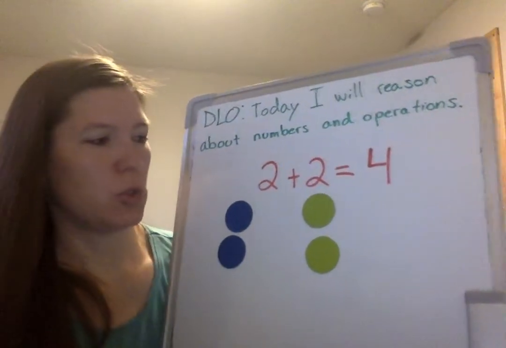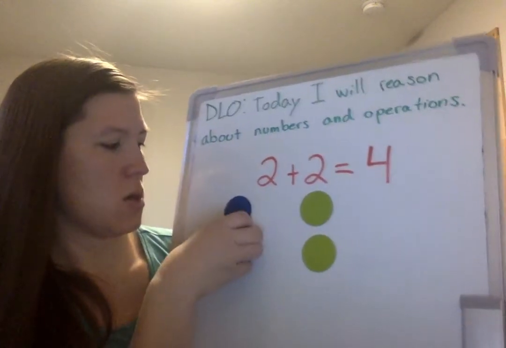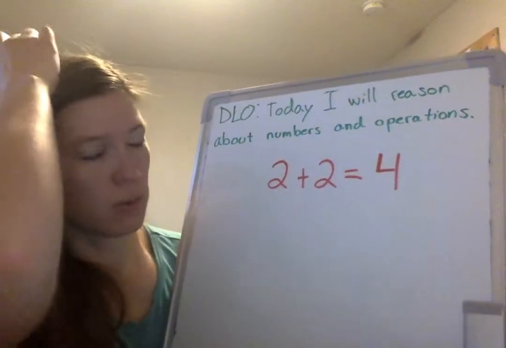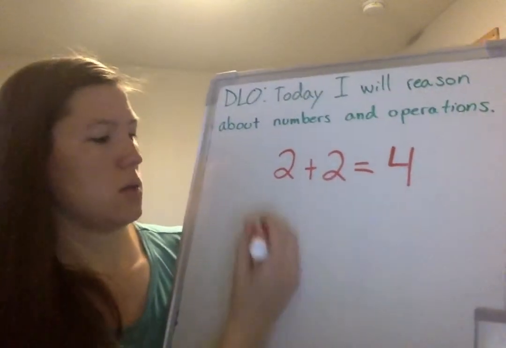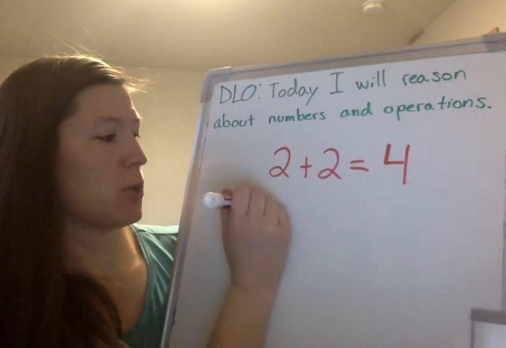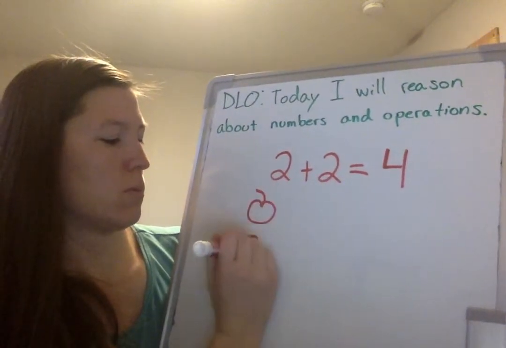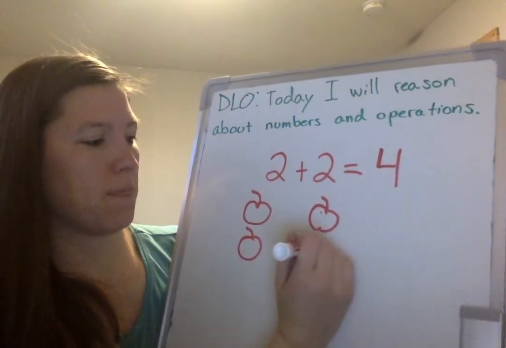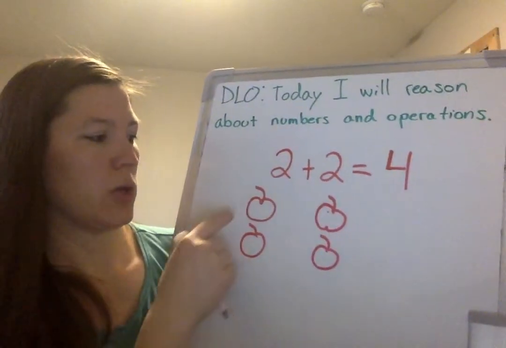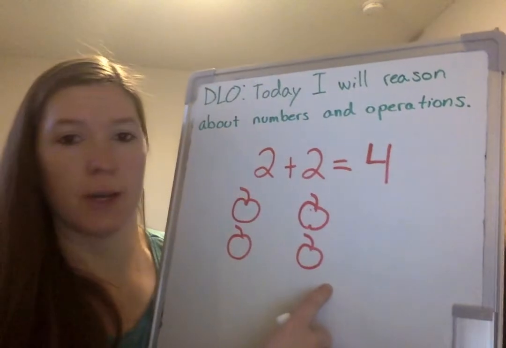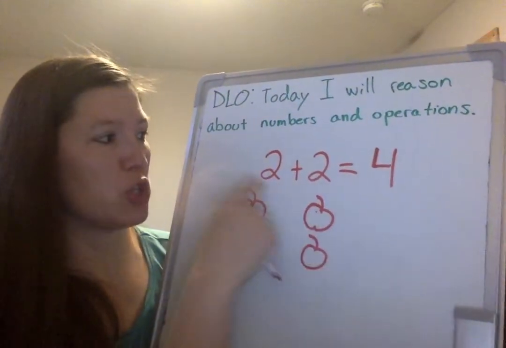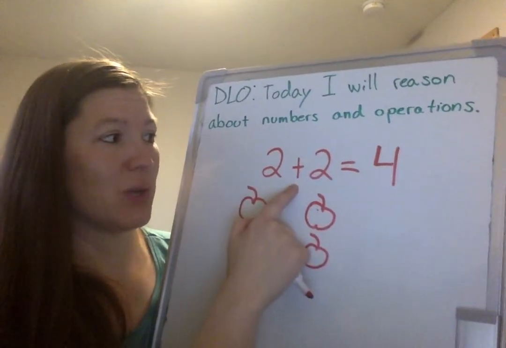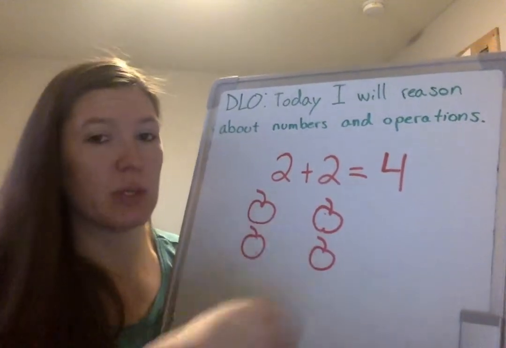Now I'm going to take these away and show you another way to do this without magnets. I'm going to draw a picture now. So I'm going to draw apples as my object. They kind of look like cherries, but that's okay. There we go. So I drew a group of 2 here. I drew a group of 2 here to match my equation 2 plus 2. And I've already solved it, 4, because when I see plus, my operation means we're getting more.